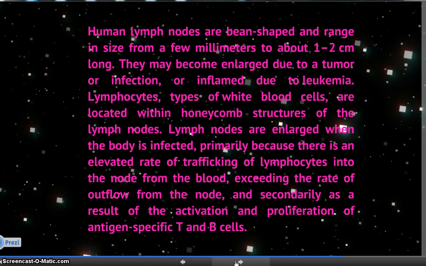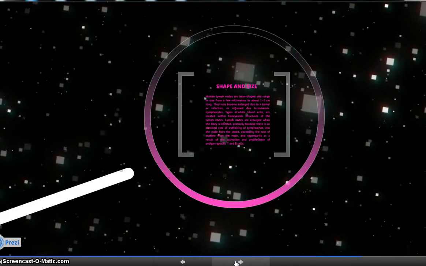Lymph nodes are enlarged when the body is infected, primarily because there is an elevated rate of trafficking of lymphocytes into the node from the blood, exceeding the rate of outflow from the node, and secondarily as a result of the activation and proliferation of antigen-specific T and B cells.